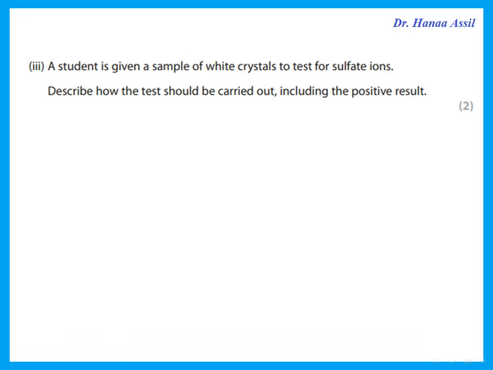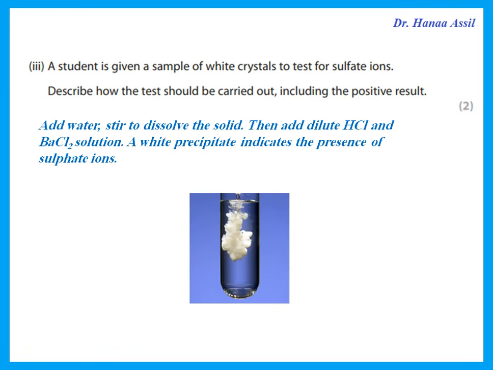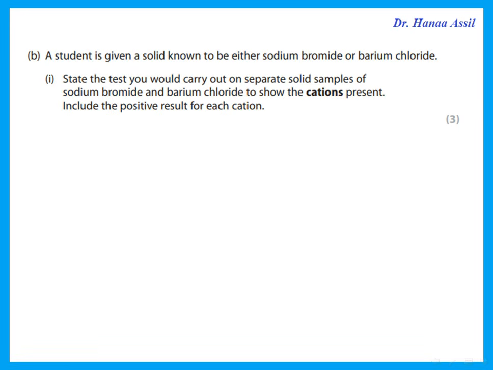A student is given a sample of white crystals to test for sulfate ions. So you have a solid. And he says, describe how the test should be carried out, including the positive result. Again, if I'm testing for sulfate, but I'm starting with a solid, so I have to add water and stir to dissolve the solid first. Then we add the dilute hydrochloric acid and barium chloride. In that case, I should get a white precipitate if the sulfate is present.